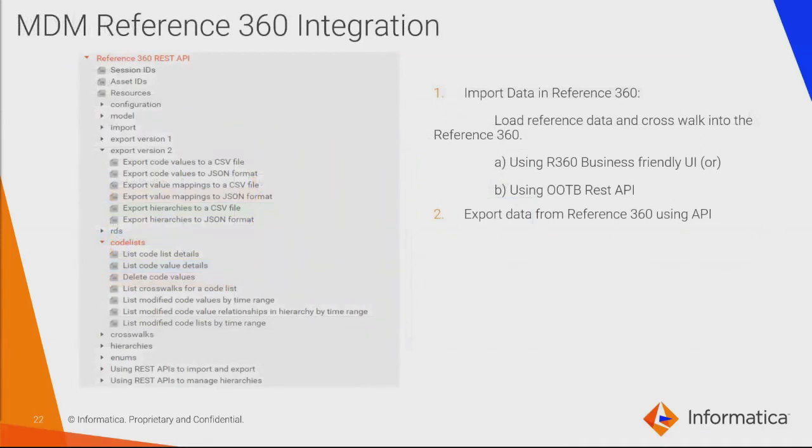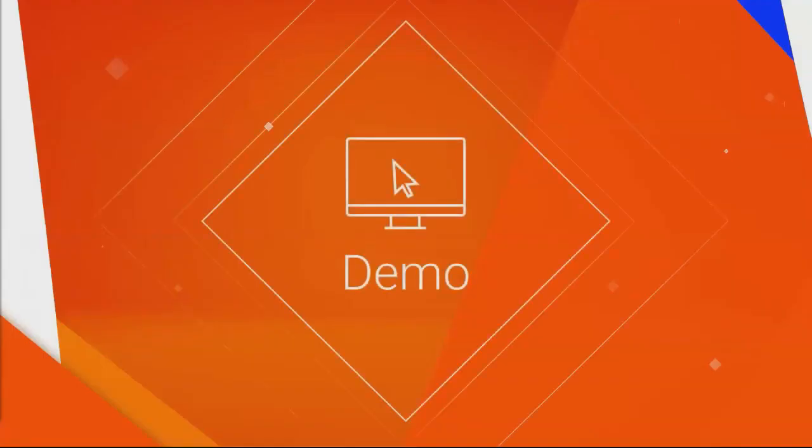And any system in your enterprise must be integrated with Reference 360 through APIs. Reference data can be imported into R360 using the UI or API and exported through the APIs. The screenshot gives the list of APIs available with R360. Now let's move on to the demo of Reference 360 to see its powerful capabilities.